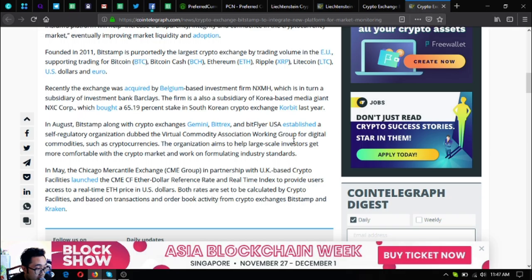In May, the Chicago Mercantile Exchange, or CME Group, in partnership with UK-based Crypto Facilities, launched the CME CF Ether Dollar Reference Rate and real-time index to provide users access to real-time Ethereum price in US dollars. Both rates are set to be calculated by Crypto Facilities and based on transactions and order book activity from crypto exchanges Bitstamp and Kraken.